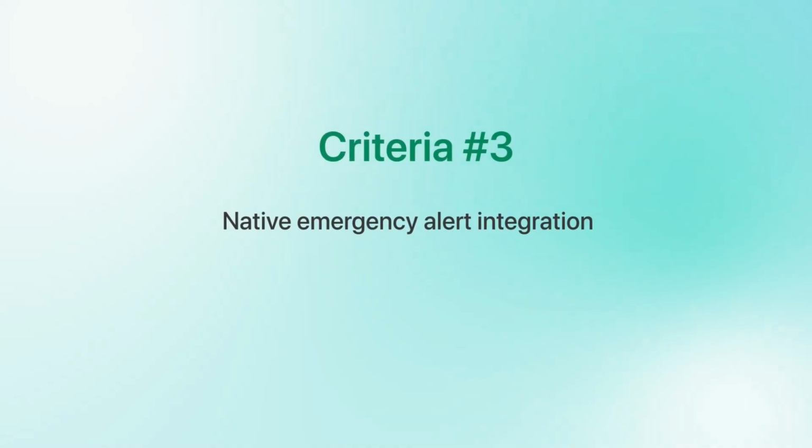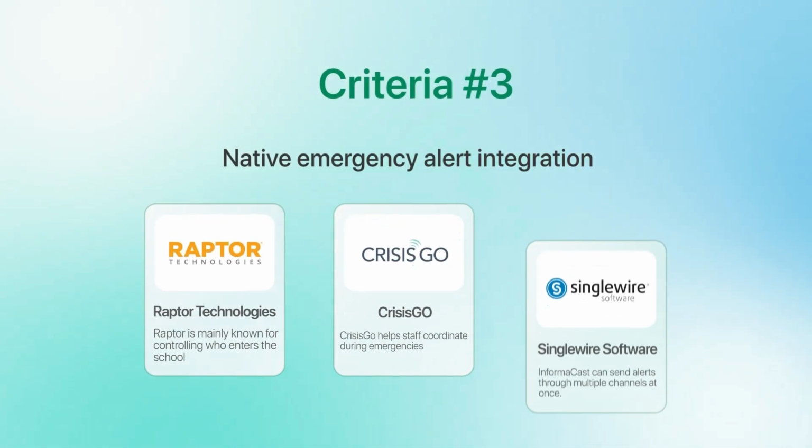The third is native emergency alert integration. School districts typically run CAP-based emergency systems like Raptor, Crisis Go, or Single Wire. When an alert fires out, every display needs to override instantly, automatically, with no one having to manually push it from a dashboard. If a staff member has to log in and trigger an override themselves during an emergency, that alert is only as fast as whoever is making it in that moment.